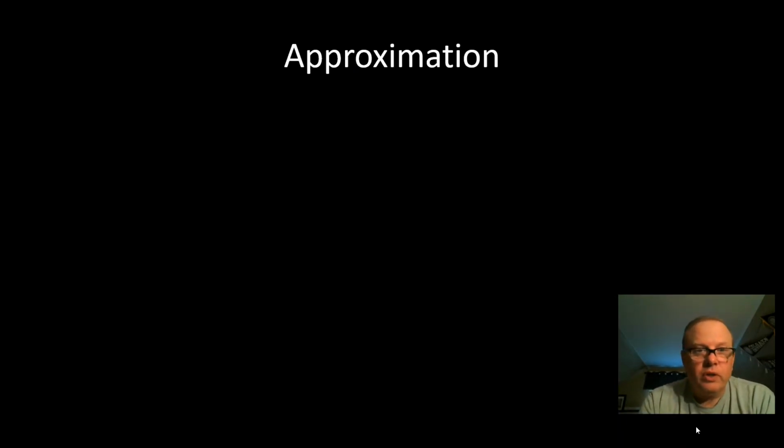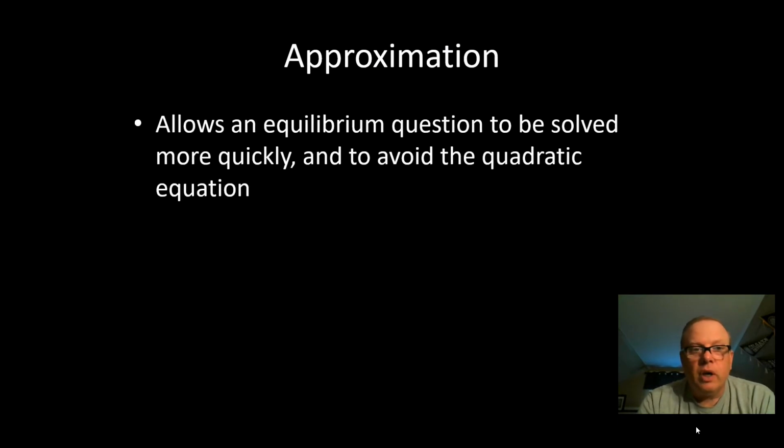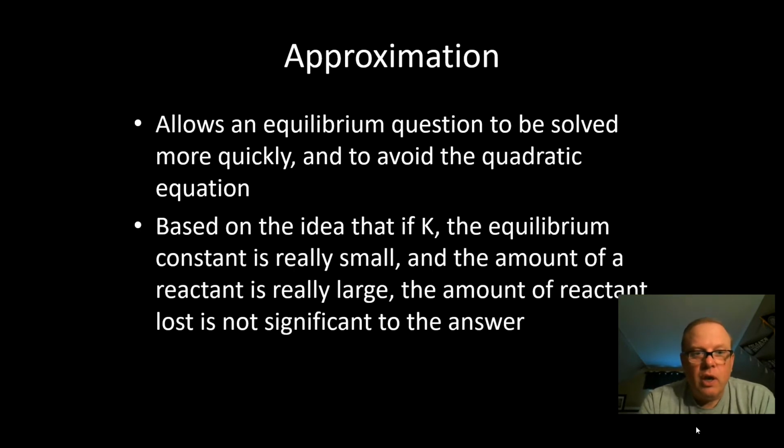So what this is as follows. Approximation, we understand what the word means. It allows an equilibrium question to be solved more quickly and to avoid the quadratic equation. This is desirable and lets us move much, much more quickly and get approximately the same answer. It's based on the idea that if K, the equilibrium constant, is really small and the amount of reactant is really large, then the amount of reactant lost is not significant to the answer.